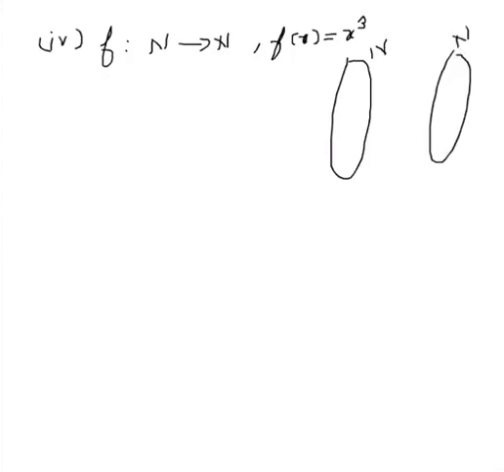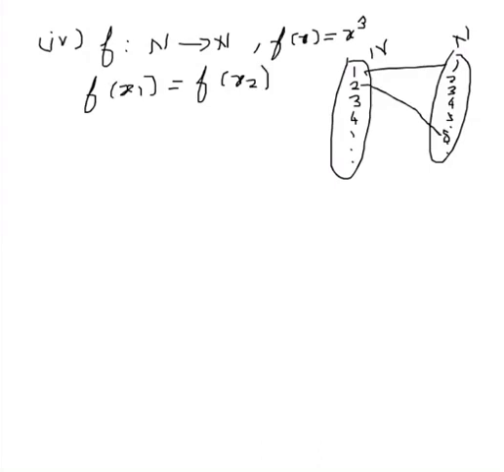Fourth subdivision, f is from natural number set to natural number set given by f of x is equal to x cube. So N to N. In N you have 1, 2, 3, 4, etc. 1 cube is 1, 2 cube is 8, 3 cube will be 27, etc. So it is a 1-1 function. So we are going to prove it. If it is true, we cannot use examples. We have to write the general proof.